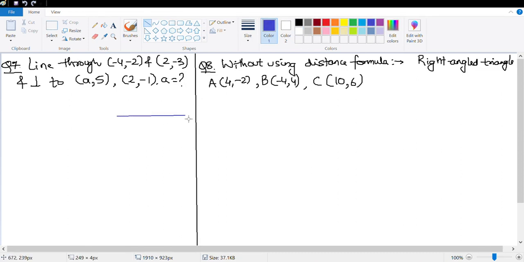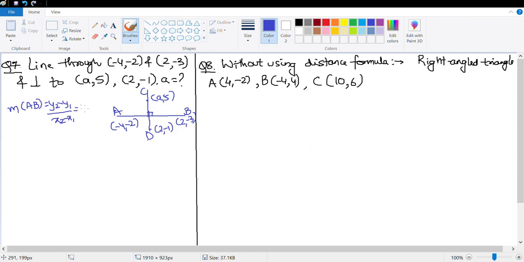So there is this line which passes through (-4, -2) and (2, -3). This line is perpendicular to a line which passes through, let's say this point is (A, 5) and this point is (2, -1). So these two lines make a 90-degree angle. Let's call this line AB and let's call this line CD. So let's calculate the slope of AB first. Slope of AB will be y2 minus y1 upon x2 minus x1, which is equal to -3 plus 2 upon 2 plus 4, which means -1 upon 6. So -1 upon 6 is the slope of AB.